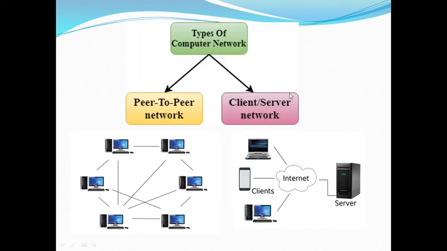Next, as we know, there are two types of networks. One is peer-to-peer network and one is client-server network. What is a peer-to-peer network? In a peer-to-peer network, the PCs communicate with each other without any intermediate or any server-client relationship. Each PC will send messages directly to other PCs.